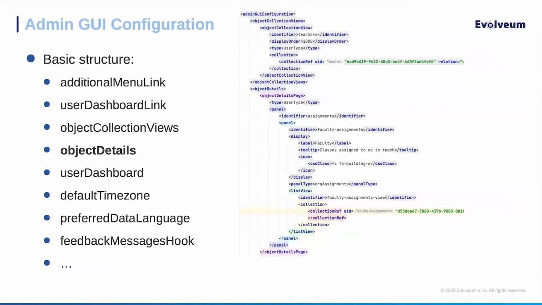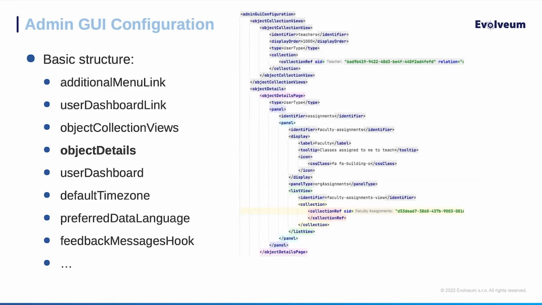The main structure for configuring and adapting the user interface to your needs is the admin GUI configuration type. The basic structure contains, for example, the possibility to add custom menu links pointing the user to other services in your deployment using additional menu link, the possibility to configure shortcut links placed on the end user dashboard using the user dashboard link configuration option, the possibility to influence sidebar menu items by configuring object collection views, the possibility to influence what and how it is displayed on details pages using object details configuration options, and many more.